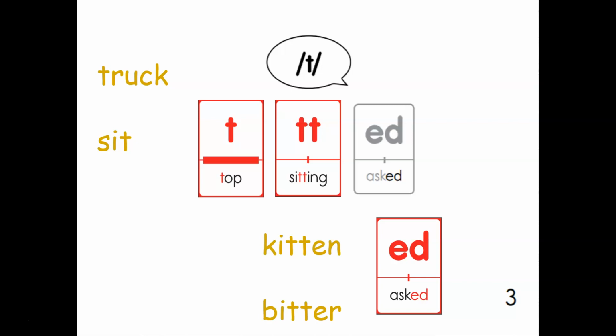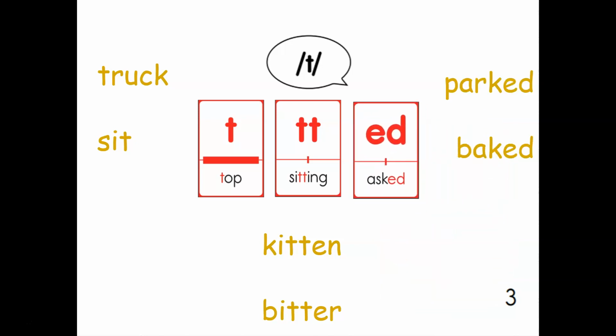Kitten, bitter. We've also learned that t can be spelled ED, like in the word asked. The power bar on this spelling card tells us that the spelling ED is not a very common spelling for the sound t. Let's look at some other words that have the t sound spelled ED. Part, bait.